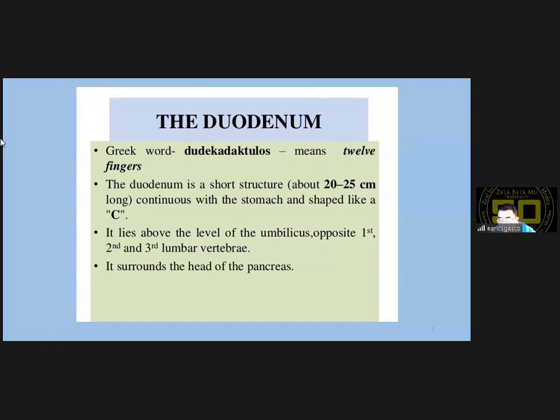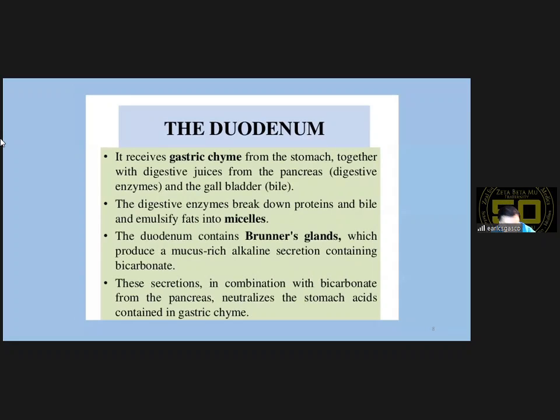As I mentioned earlier, it receives the gastric chyme from the stomach, together with the digestive juices from the pancreas and the gallbladder, on its second part. The digestive enzymes break down proteins, and bile emulsifies fats into micelles. The duodenum also contains the Brunner's glands, which produce a mucus-rich alkaline secretion containing bicarbonate, hence aiding in acid neutralization. These secretions, in combination with bicarbonate from the pancreas, neutralize the stomach acids contained in the gastric chyme.